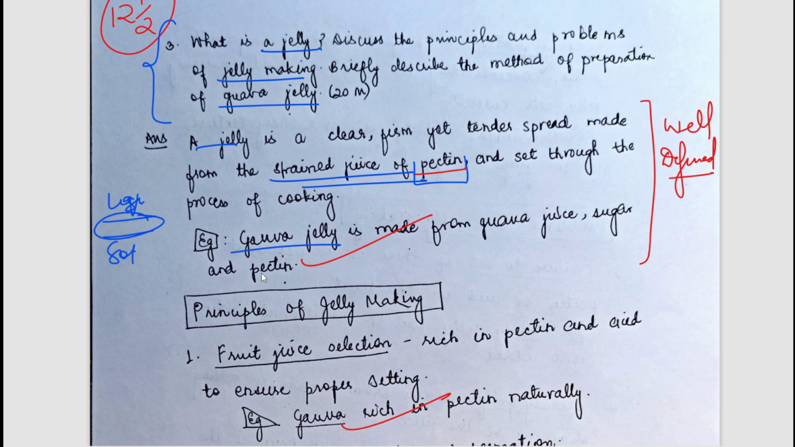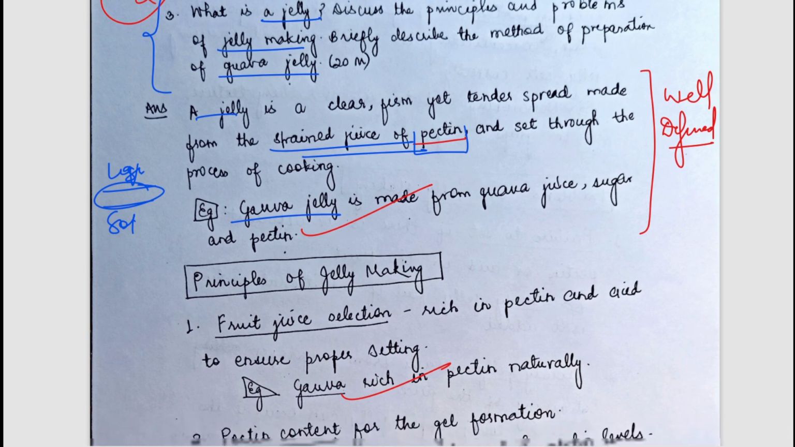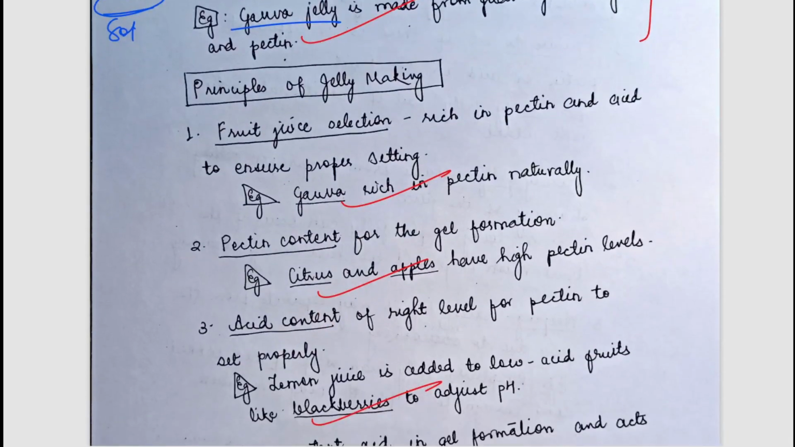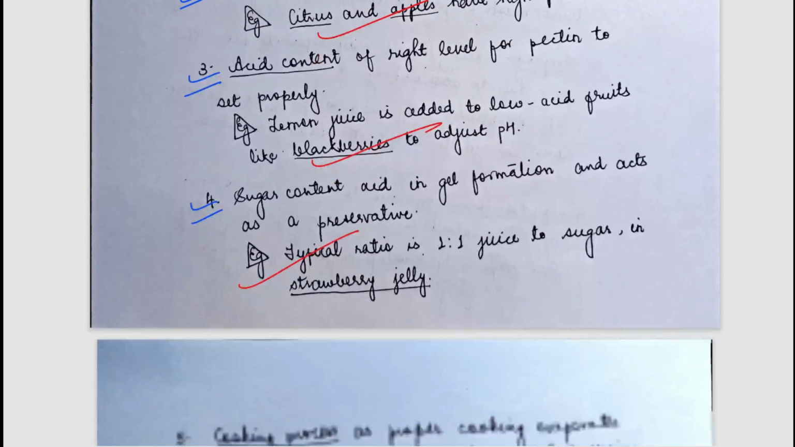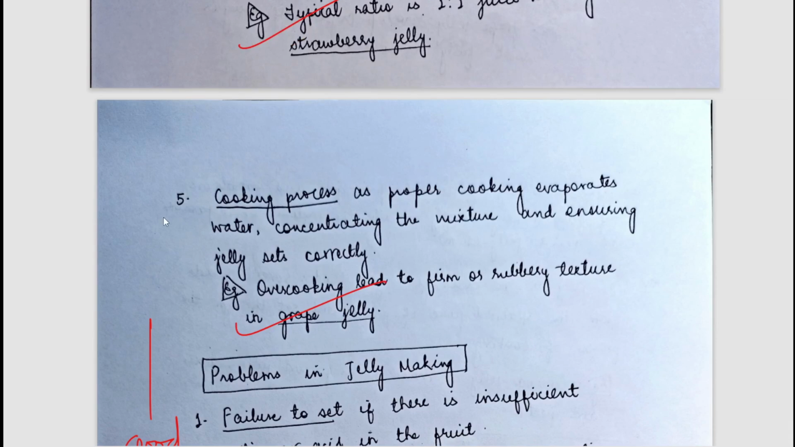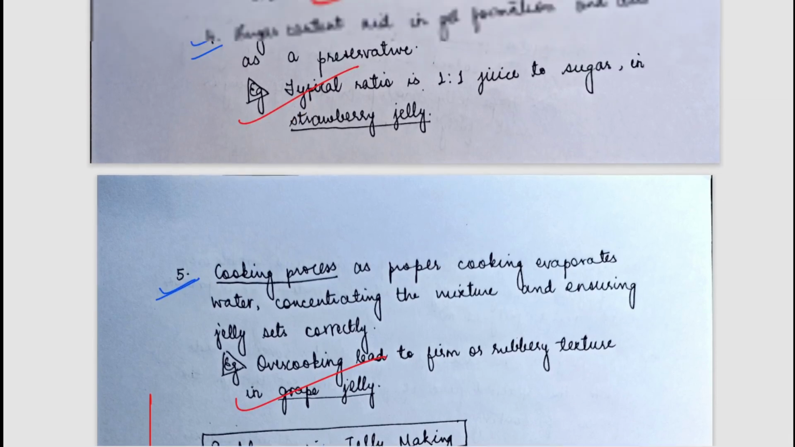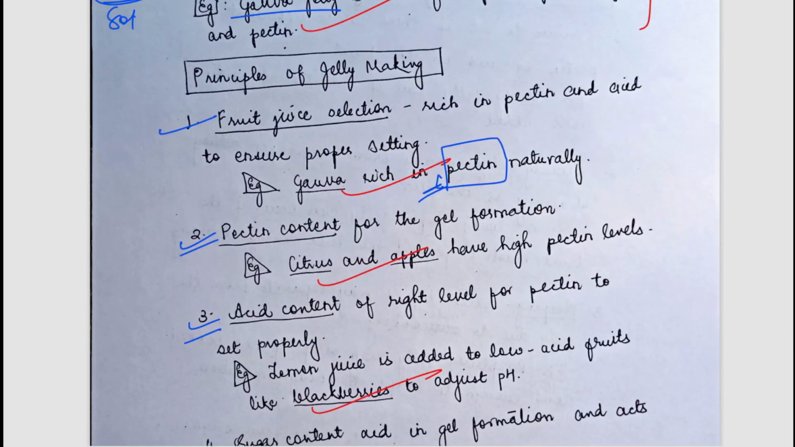Now, what are the principles of jelly making? First of all, fruit juice selection. We have to select proper fruit with a high amount of pectin content, because this pectin is very important for jelly making. So pectin content should be appropriate. Acid content should be at the right levels. Sugar content should be at the right levels. Cooking process, we have to understand the cooking process. So these are some of the principles in jelly making. You can pause the video and read these points.